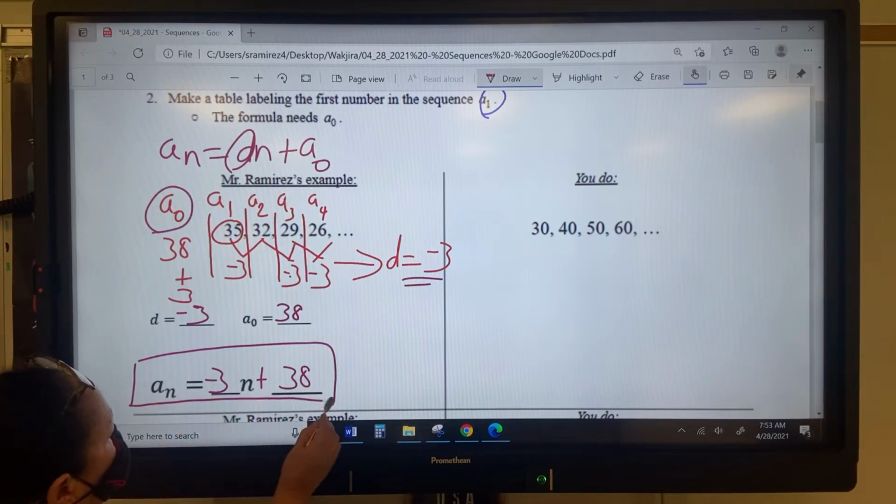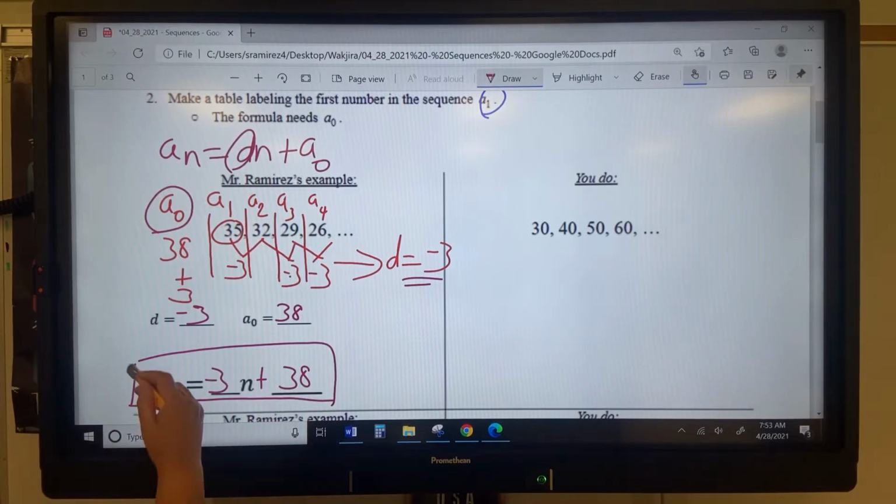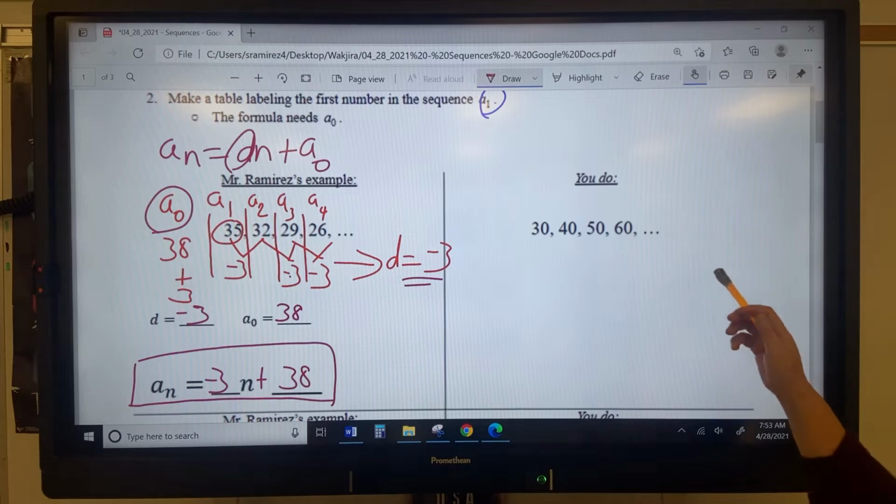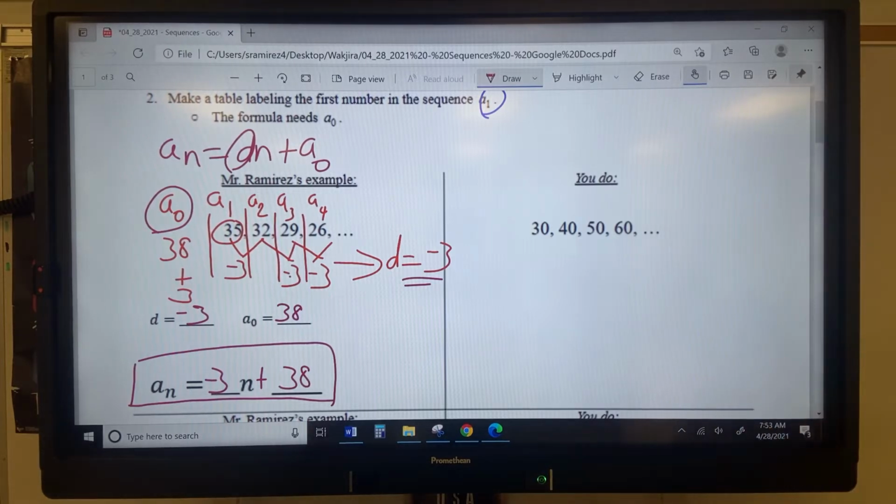That's how you can get your formula in order to get the nth term of the sequence. Now I'll give you a few minutes so you can pause your video to try this.